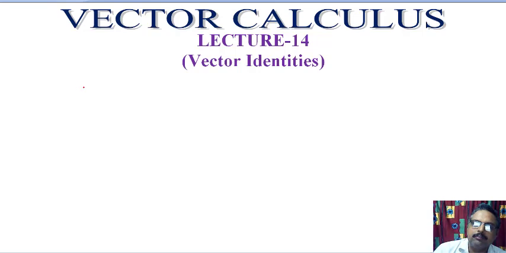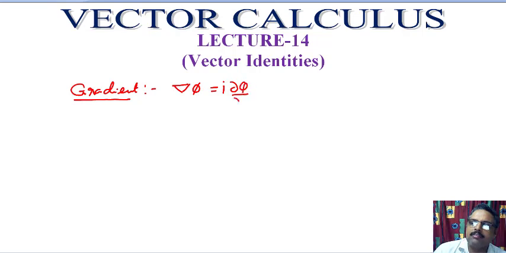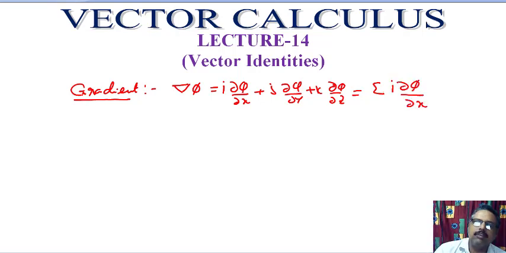First, gradient. What is gradient? Gradient equals del phi. Del phi is nothing but i dou phi by dou x plus j dou phi by dou y plus k dou phi by dou z. So it can be written as grad phi. Now the simple notation is sigma i dou phi by dou x. This is the first definition. Already we discussed it.